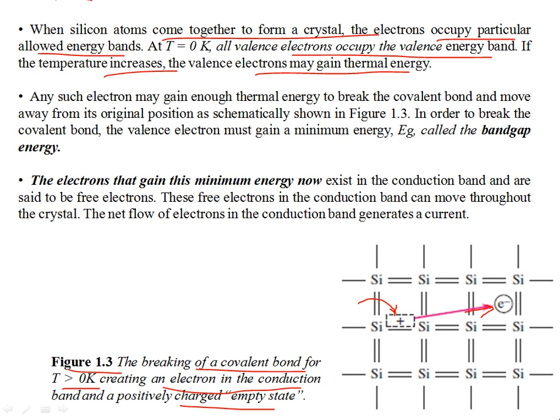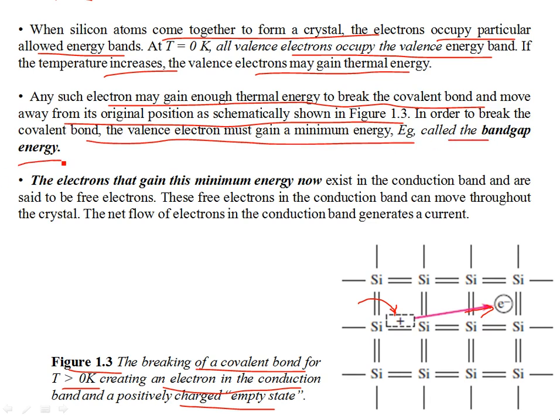Any such electron may gain enough thermal energy to break the covalent bond and move away from its original position, as schematically shown in figure 1.3. In order to break the covalent bond, the valence electron must gain a minimum energy, Eg, called the band gap. And the band gap, in the physics of semiconductor devices, has nothing to do with the temperature. It's fixed. It depends on the particular semiconductor material. For example, germanium has a different band gap, and silicon has a different band gap.